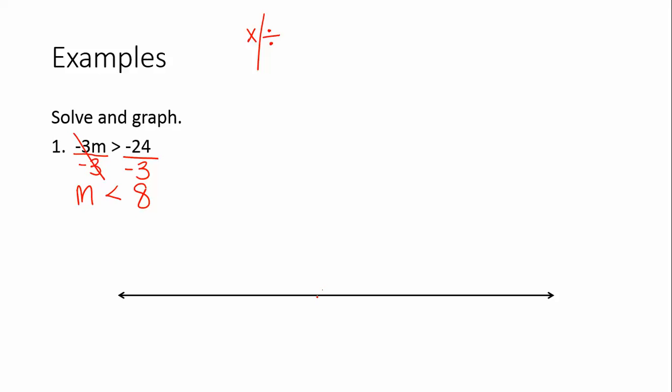And now I can graph 8 on the number line, 7 below, 9 above. I'm going to circle in the 8, open circle because we're just talking about the less than symbol, and we're going to shade to the left. That's the direction that the symbol is pointing. We have our variable on the left, so we can use that as a guide.